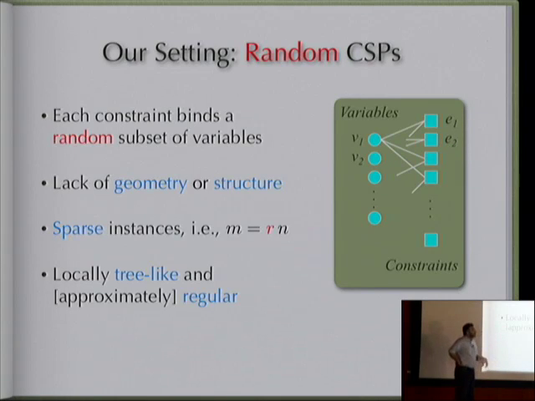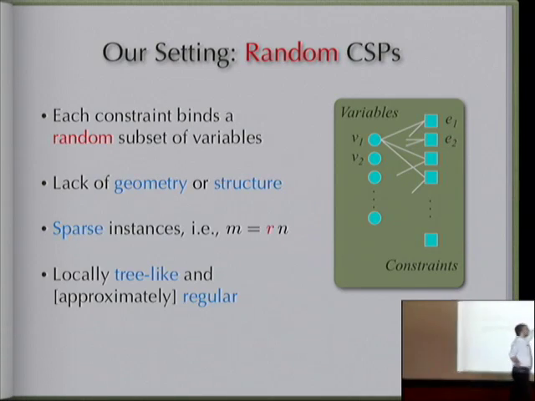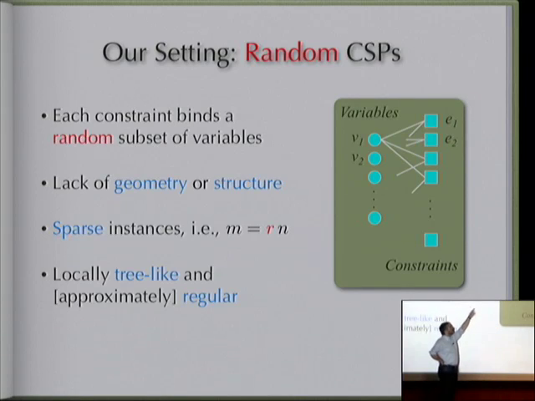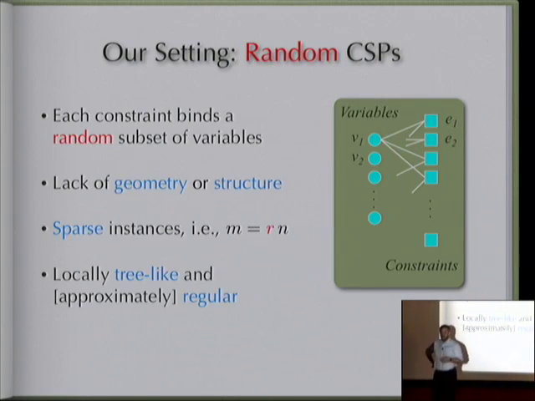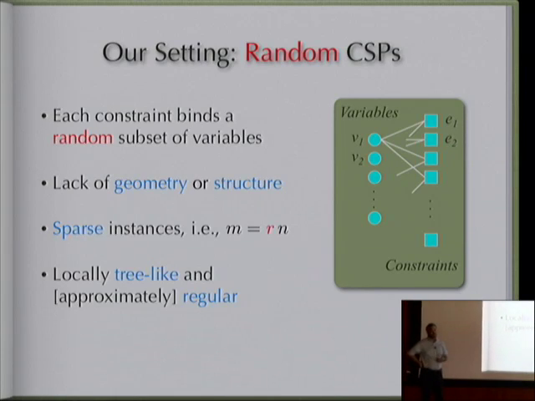Another way of perhaps saying the same thing is that these instances are going to be sparse. So throughout the talk, the number of constraints m is going to be linear in the number of variables n, and I'm going to use this quantity r for the ratio of constraints to variables, irrespective of what problem I'm talking about.